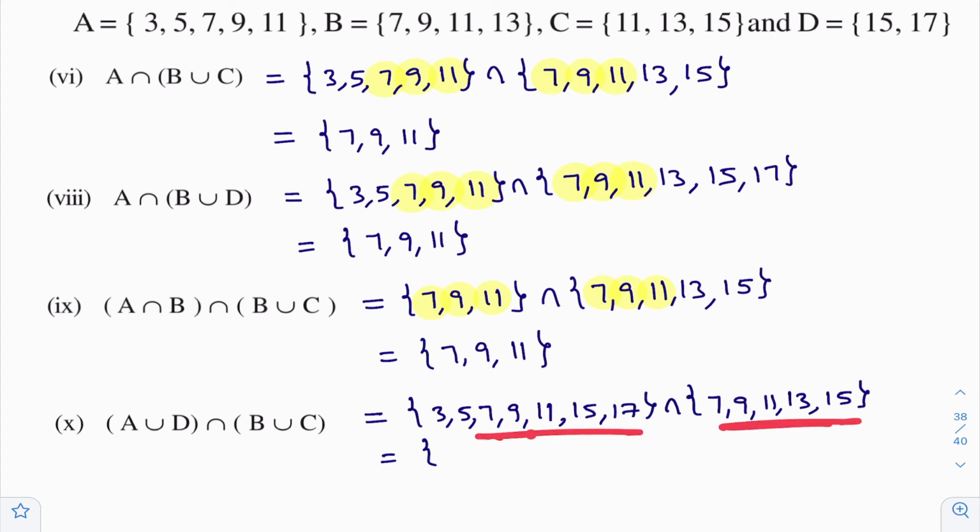Now we need to do intersection of these two sets. Identify the elements which are common in both. First 7. 7 is common in both. 9 is common in both. 11 is common in both. Next, 15 is common in both. Right? Other than this, any other common elements? No. So what elements are present in both? That comes in the intersection: 7, 9, 11, 15.